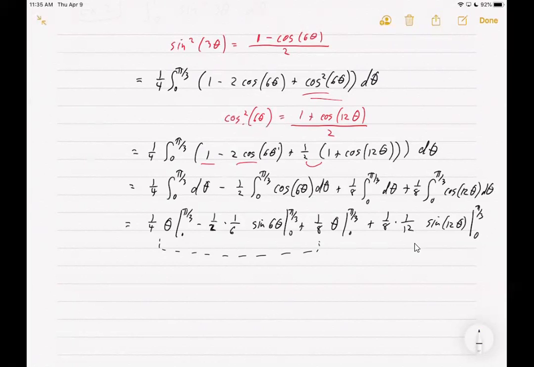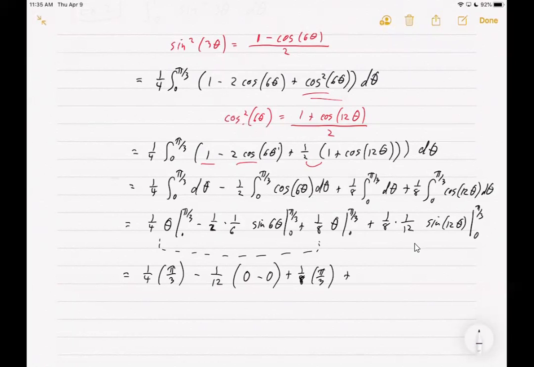Okay, so now we have to evaluate. First term is just 1/4 times pi over 3 minus 0, so just 1/4 pi over 3, minus 1/12. We'll be putting in the sine of 6 times pi over 3, that's sine of 2 pi, which is in fact 0. And then we'll have the sine of 0, which is in fact 0. So that goes away, plus 1/8 times pi over 3 minus 0. We'll just call that pi over 3.